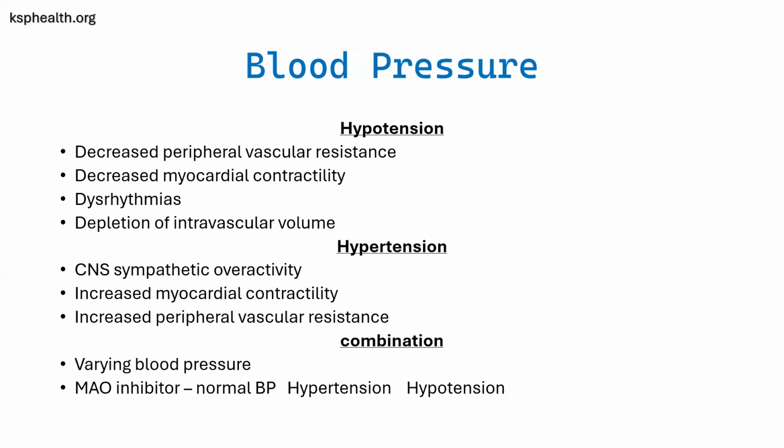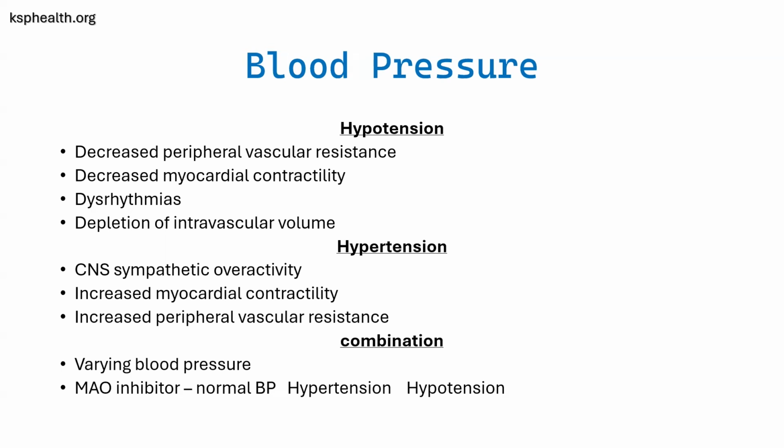During evaluation, the first one you evaluate is blood pressure. The xenobiotics can cause hypotension, hypertension, sometimes in combination. It evolves over time. The hypotension often happens because of decreased peripheral vascular resistance, decreased myocardial contractility, dysrhythmias, and depletion of intravascular volume. Hypertension happens as a result of sympathetic overactivity, increased myocardial contractility, or increased peripheral vascular resistance or combination thereof.